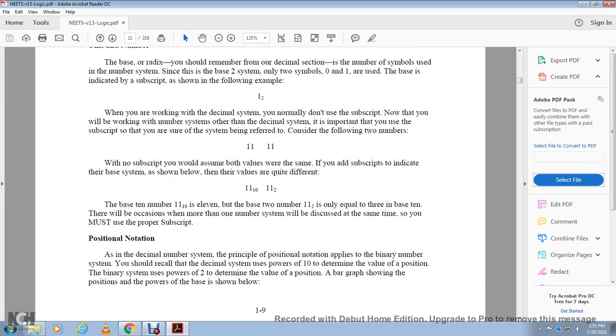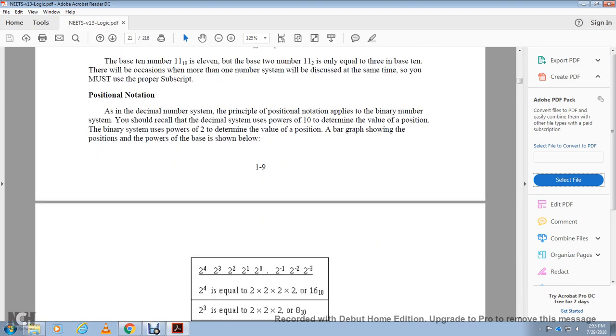Positional notation. As in the decimal number system, the principle of positional notation applies to the binary number system. You should recall that the decimal system uses powers of 10 to determine the value of the position. The binary system uses powers of 2 to determine the value of the position. A bar graph showing the position and power of the base is shown below: 2 to the 4th, 2 to the 3rd, 2 to the 2nd, 2 to the 1st, 2 to the 0, 2 to the negative 1st, 2 to the negative 2nd, 2 to the negative 3rd.